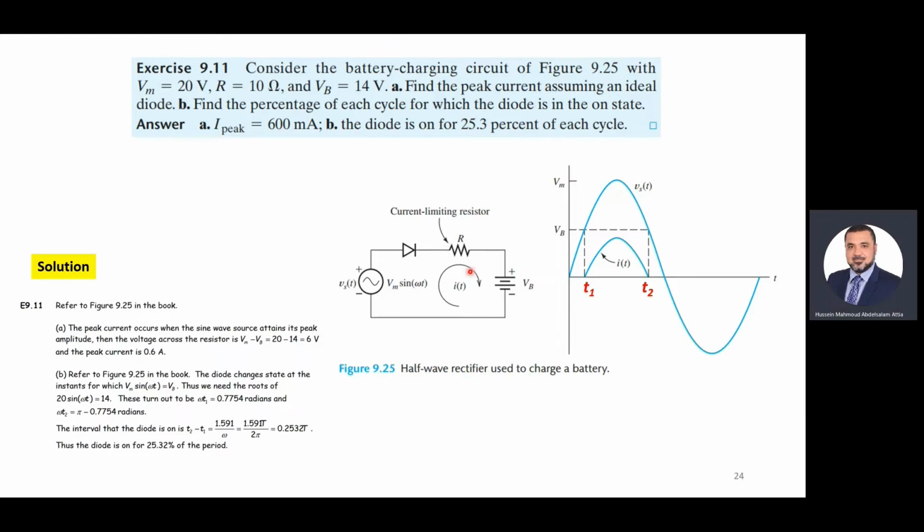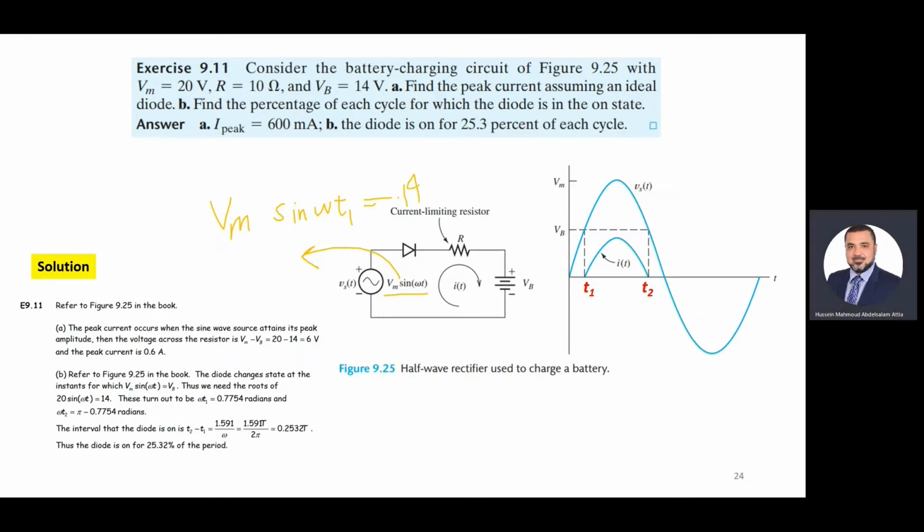Diode current will flow only between T1 and T2. The question is, what is T1 and T2? T1 will be when this equation is satisfied. So V input, which is V maximum sine omega T, omega T1 must equal 14.